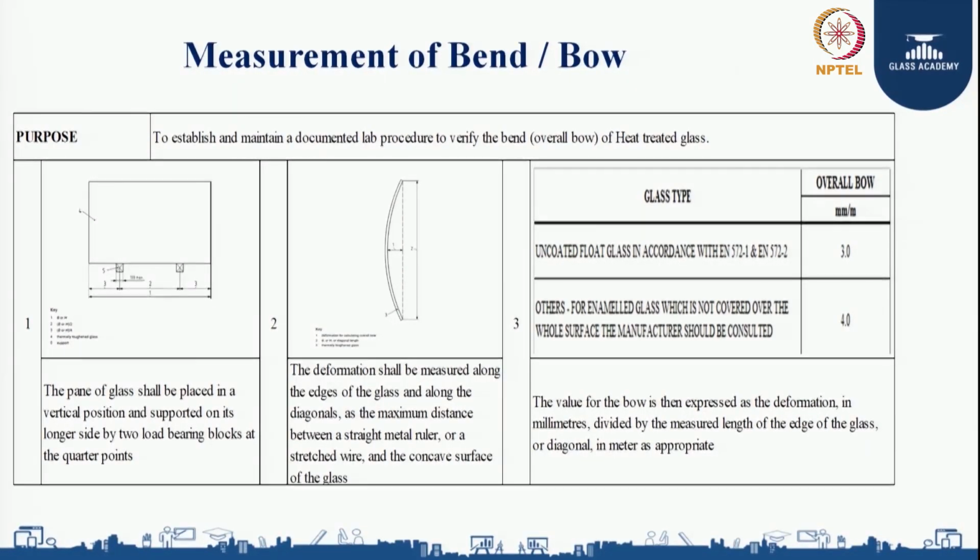So the deformation between the glass and the straight ruler will indicate the bend. You can see in the second figure, after the heat treatment process is over, there is a gap between the glass and the straight ruler. That is what we are going to measure with the help of the taper gauge scale.